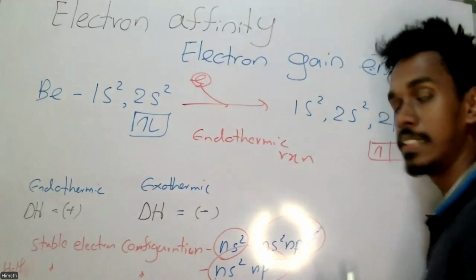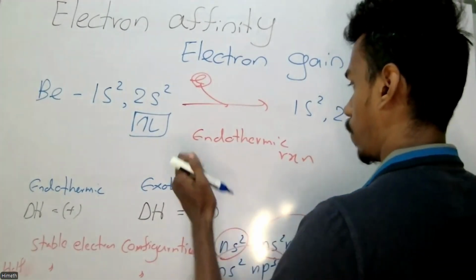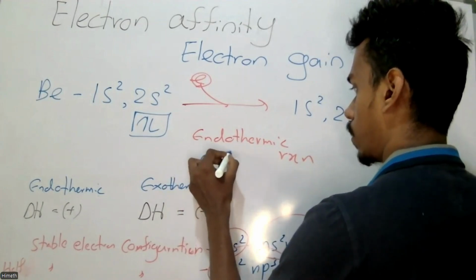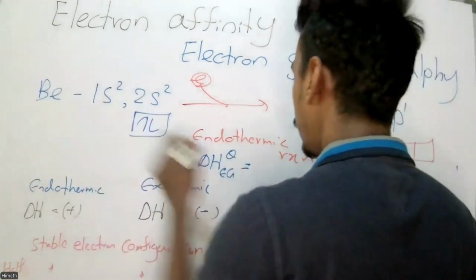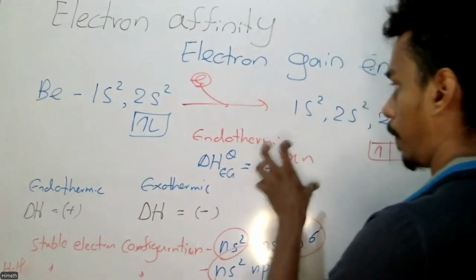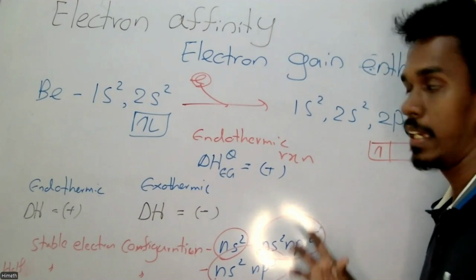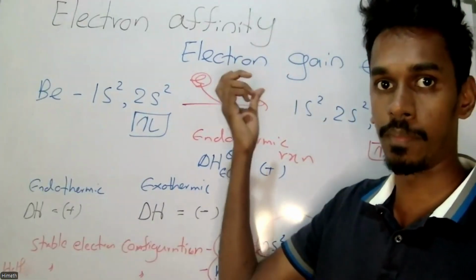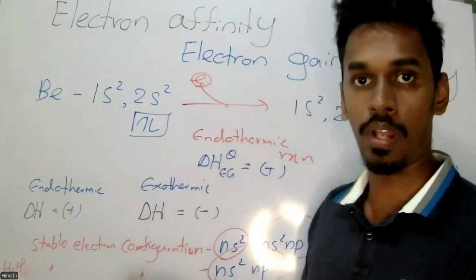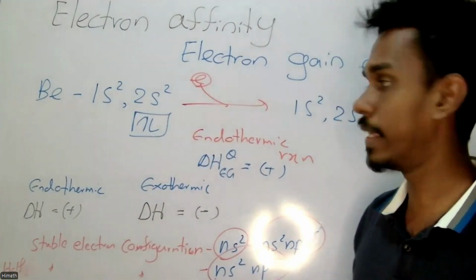Endothermic reaction. Since it is an endothermic reaction, the delta H value should be positive. So here, the electron gain enthalpy of beryllium should have a positive value, since it is an endothermic reaction. So we can say the second group of elements have a positive value for electron gain enthalpy.